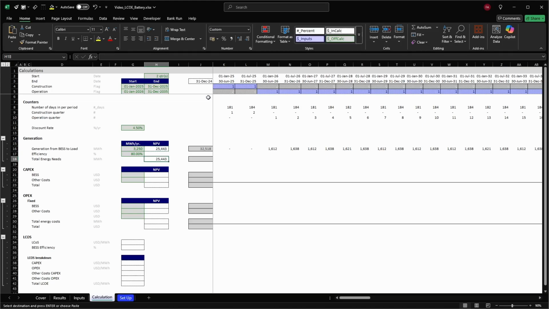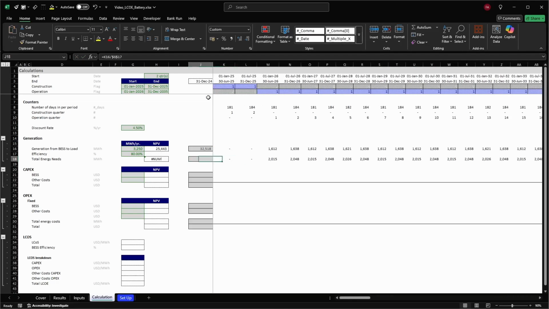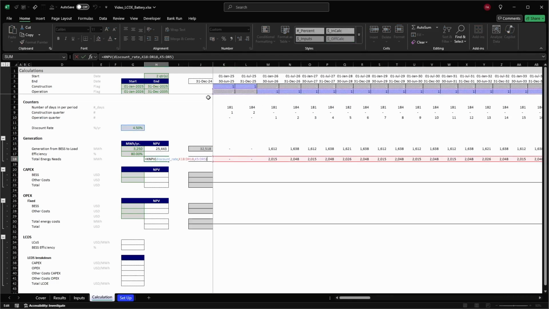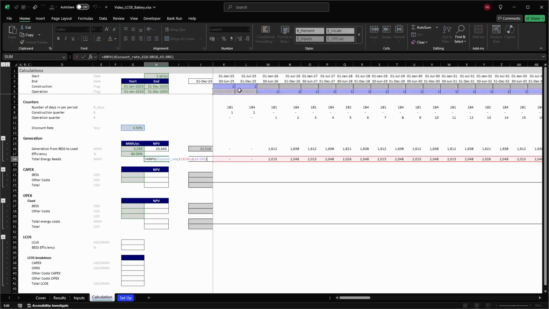I can also copy and paste this cell over here. It's 0 because there's nothing here. So what we have to do is say this total energy needs is going to be equals to the generation from BS to the load divided by the efficiency. I'm going to press F4 to properly anchor, and I can copy and paste across. And here we go. What's wrong here? I am not really sure what's wrong, so let me copy and paste this across. Okay, what is wrong here? Okay, I didn't properly anchor this thing over here. This should be right over here, and there we go.